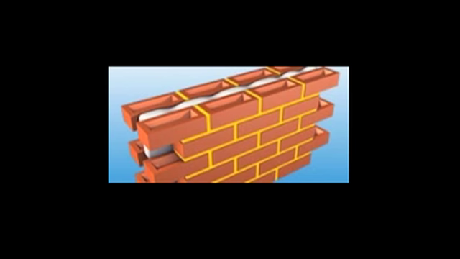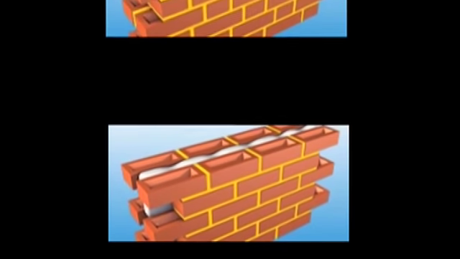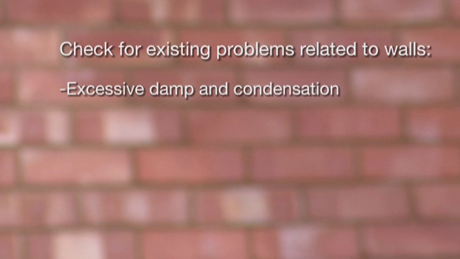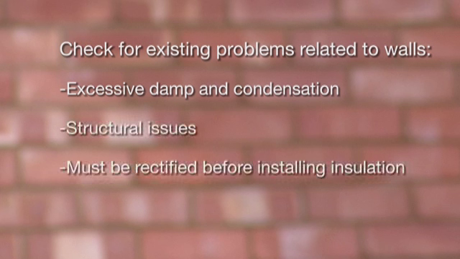For both cavity wall and solid wall insulation, it's important to check with the customer for any existing problems related to the walls, such as excessive damp and condensation, or even any structural issues, as these will need to be rectified before installing insulation.